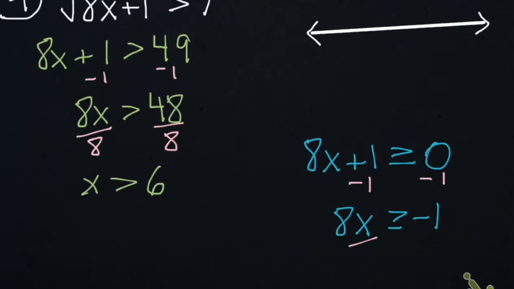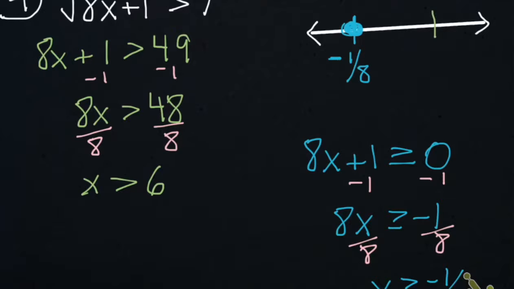Then we divide by 8. Always divide by the number in front of the x. And we get x is greater than or equal to negative 1 over 8. You don't have to get a decimal value unless the fraction makes you really uncomfortable. Negatives go on the left. Negative 1 over 8. It has a solid dot because of the line underneath.